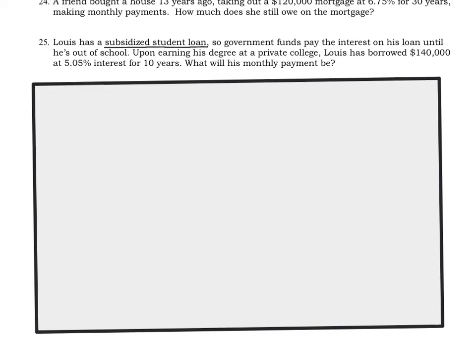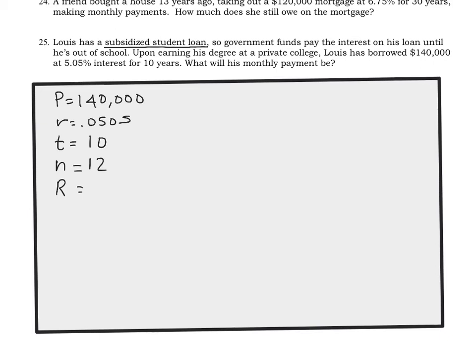So that sounds like the principal of this particular loan, $140,000. Our interest rate is 5 5/500%. And remember, typically that was for 10 years. What will his monthly payment be? So we don't know what that is. Okay, so this is a loan.